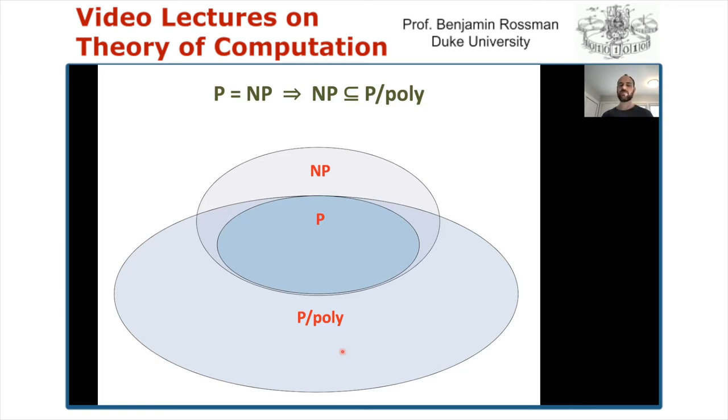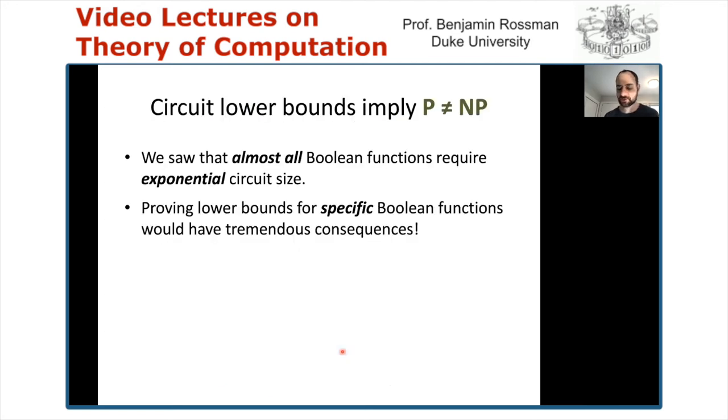So we know that P/poly is not contained in NP, but what about the converse? Is NP a subclass of P/poly? Well, we can observe that if P equals NP, then indeed NP is a subclass of P/poly. The contrapositive is that if NP is not contained in P/poly, in other words, if NP languages do not have poly-sized circuits, then P is different from NP. This leads to the observation that circuit lower bounds are a concrete combinatorial way of potentially separating P from NP. We saw that almost all Boolean functions require exponential size circuits. But proving lower bounds for any specific Boolean function would have great consequences.